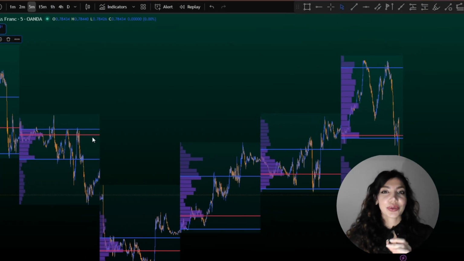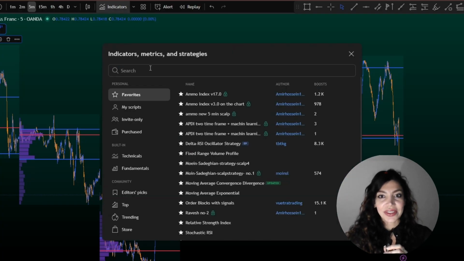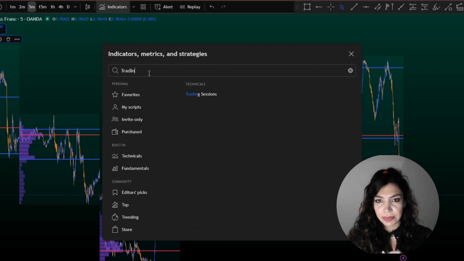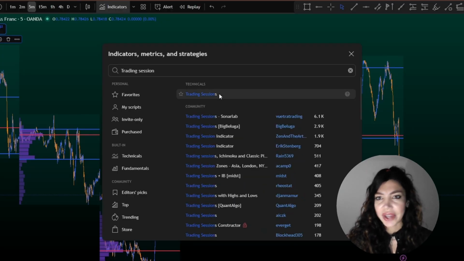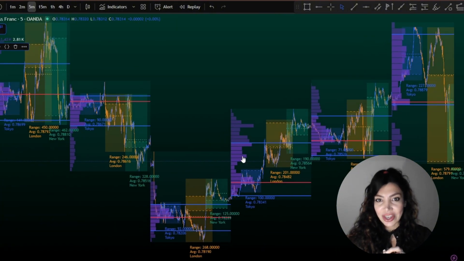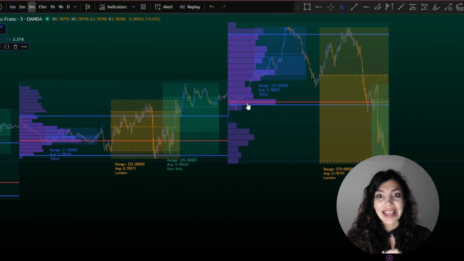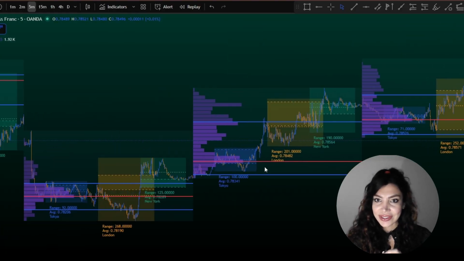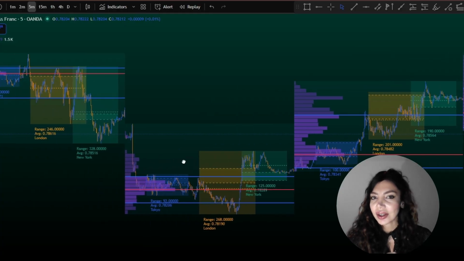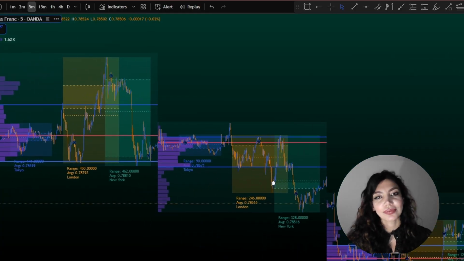Now let's walk through the sessions quickly. On TradingView, to separate the trading sessions from each other, you can use the Trading Sessions Indicator. It's completely free. Just search it directly in the Indicators tab, and as you can see on my chart, each session is color-coded separately. Asian session, London session, and New York session, all clearly marked.